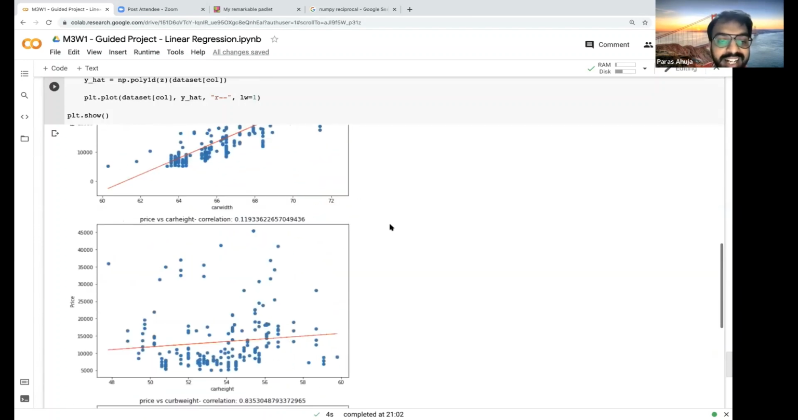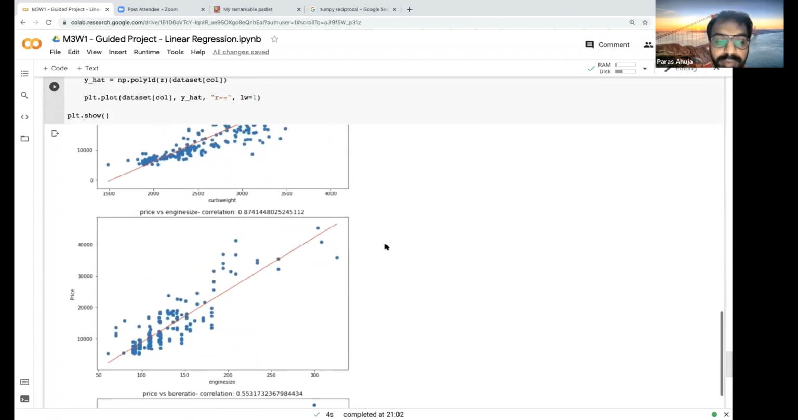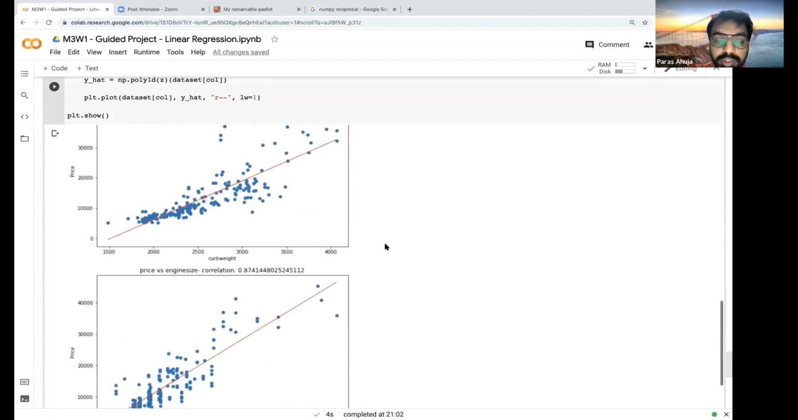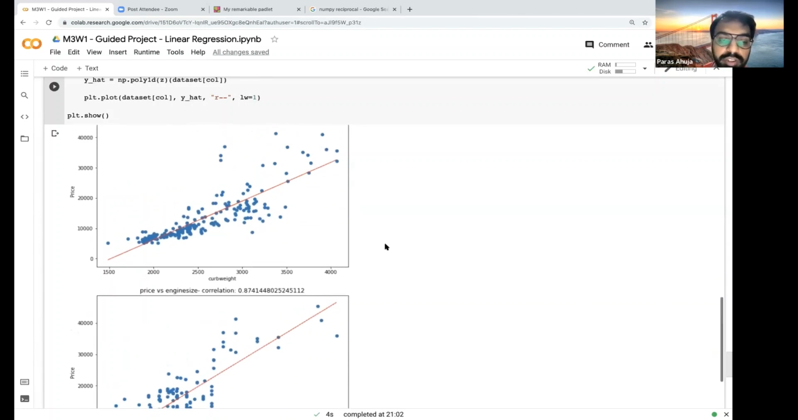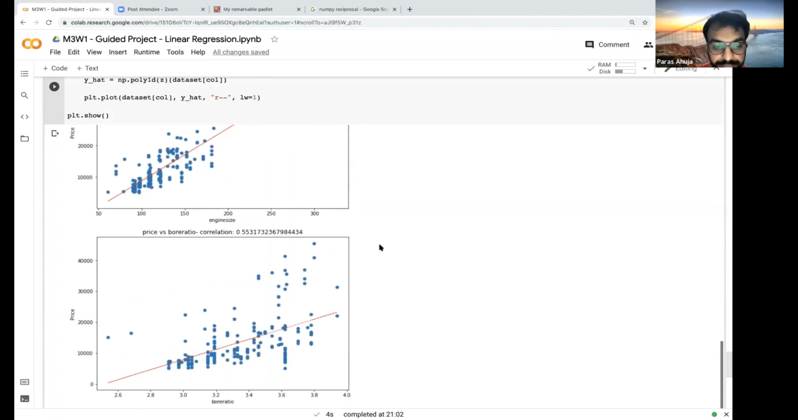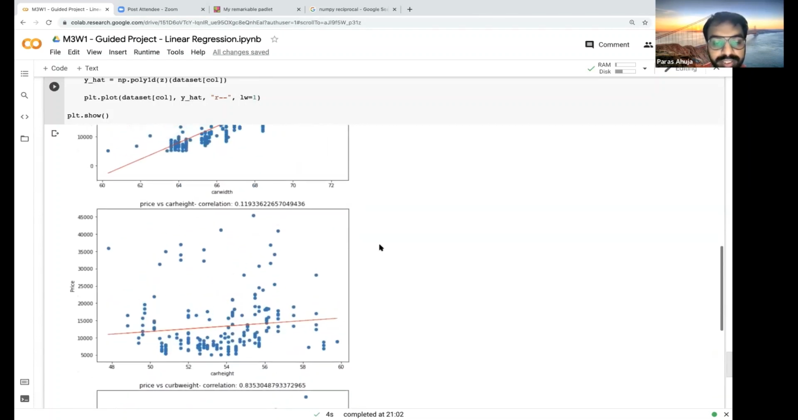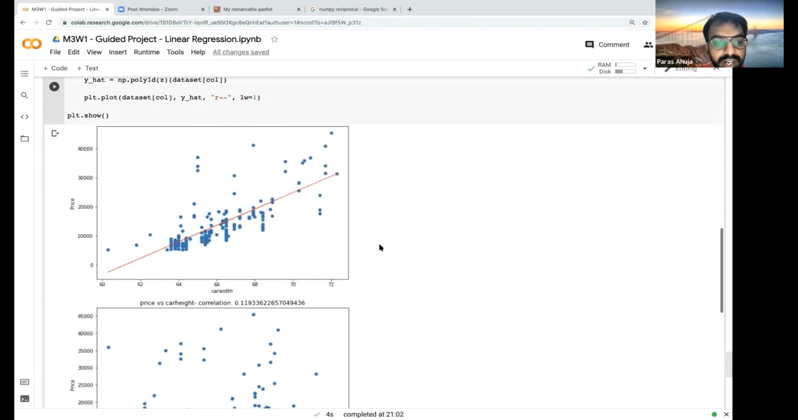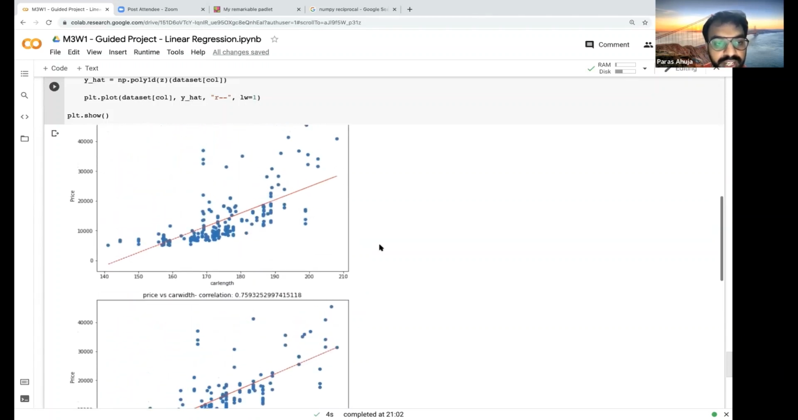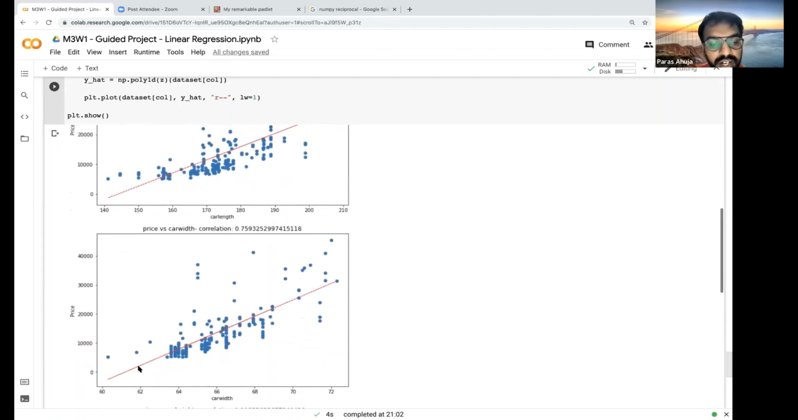We know that car width also, sorry, not car height, car width, price also depends on car width, as well as price depends on car length. We know that. So what does it tell you? Any thoughts on that? We have car width and car length, right? So both of these graphs have positive slope, right? That line has a positive slope.